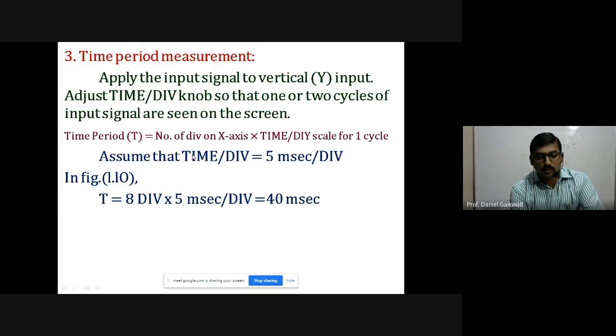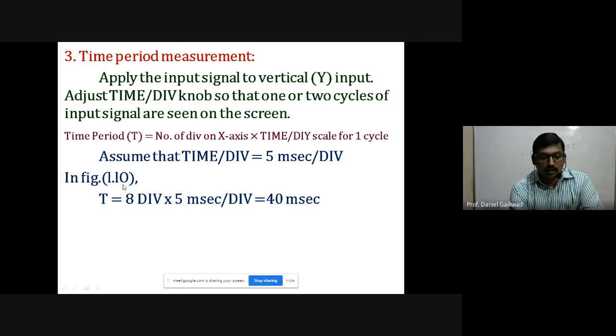So here we have time period T is equal to the number of divisions on the x-axis. For one cycle, how many divisions are there? 8 divisions for one cycle. Half cycle, crest part 4, trough part 4. So the total number of divisions is 8. And time per division we have assumed as 5 millisecond per division. So the time per division knob is set on 5 millisecond per division here.